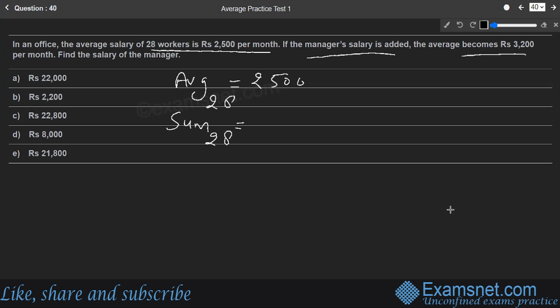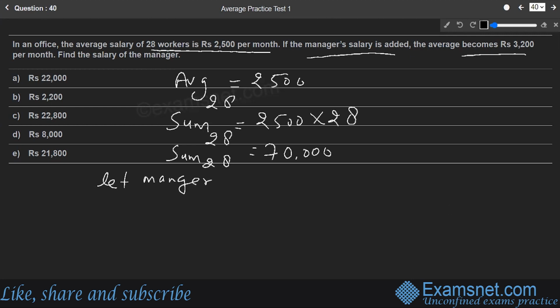The sum is always going to be average multiplied by the number. Average is 2500 multiplied by the number, 28. 2500 into 28 gives us the value of 70,000. So this is the sum of the salaries of all those 28 workers. Then he says, if the manager's salary is added, but we don't know the manager's salary, so let's say the manager's salary is x rupees.